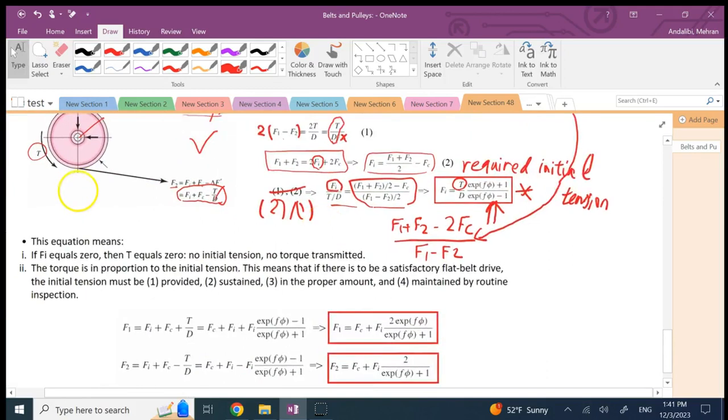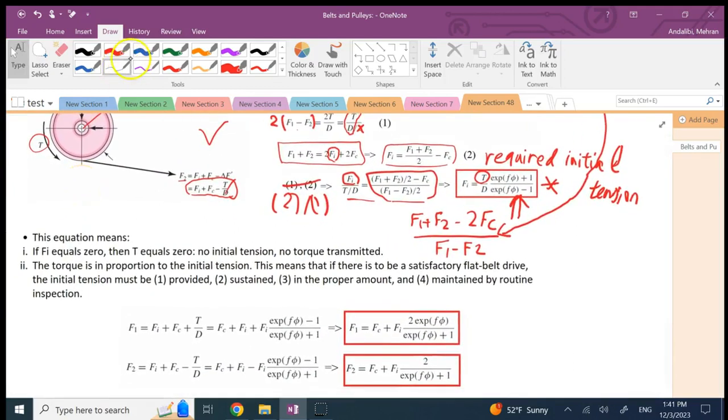And let's talk about the meaning of this equation. The first one, as I said: if you want to transfer torque, you need to have Fi. If Fi is 0, T is 0. So no initial tension means no torque transmitted. Second, the torque that you transfer is in proportion to the initial tension, and you can see it from here. Fi and T have a linear relation to each other. So if I make the initial tension 2 times bigger, then I can transfer 2 times more torque.